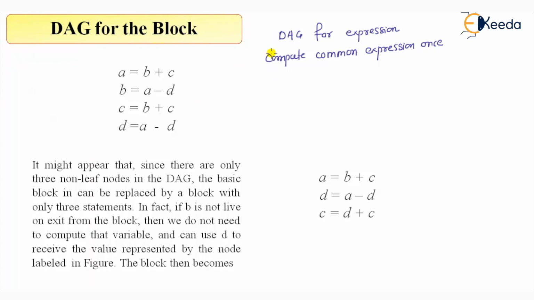Now the same concept is applied for the entire block. This is our basic block, and we want to create a DAG for it. This can be created in the same manner as we have done here. We have a reading of B and C, and we have already seen how to create it. The root node is plus, so I will create a plus here, and write B and C. I label this node as A.